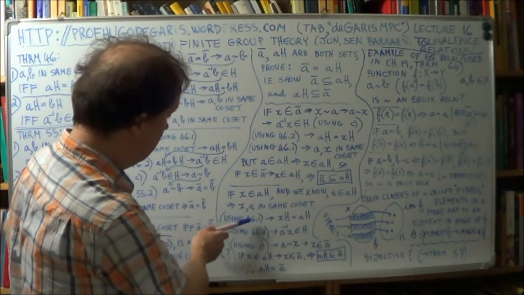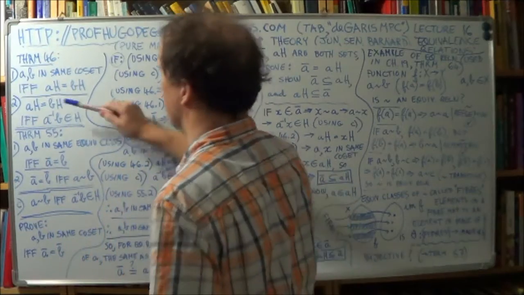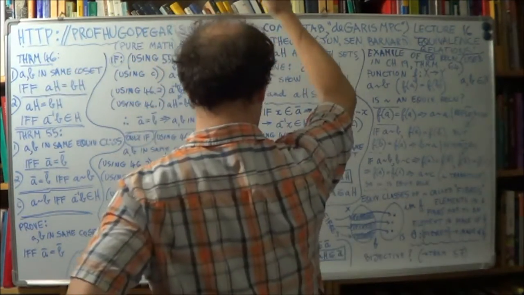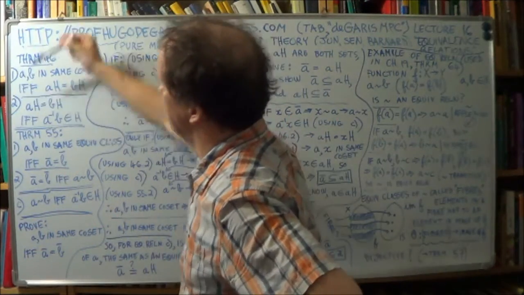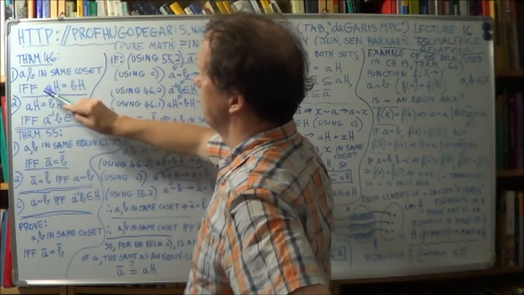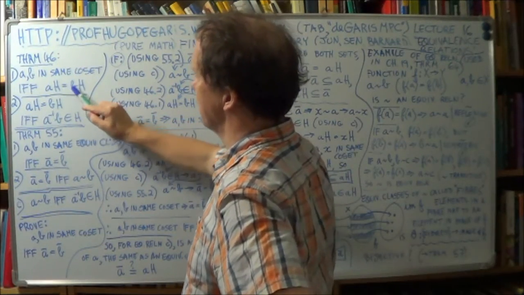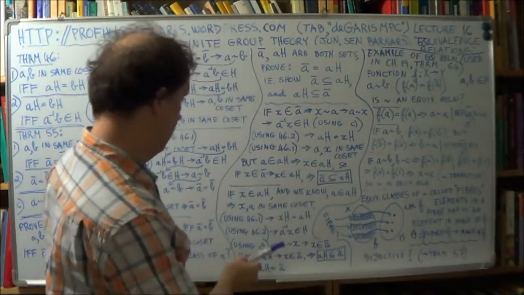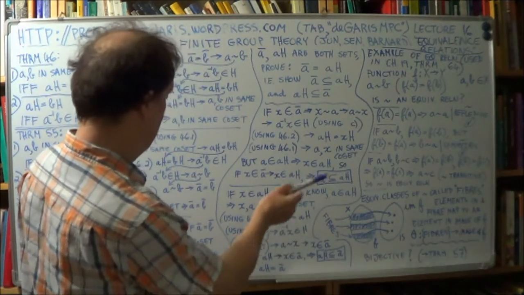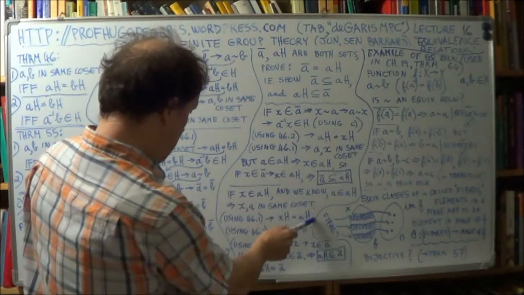Now we can use 46.1. A and X are in the same coset. Now there's an if and only if, so we can go from the left to the right. And so that means that AH equals XH. So we can deduce AH equals XH.